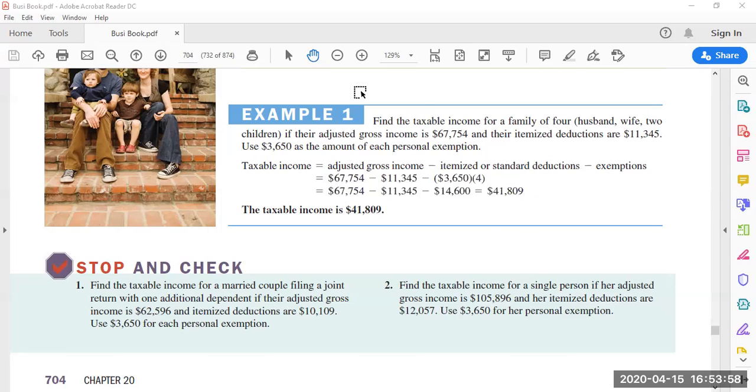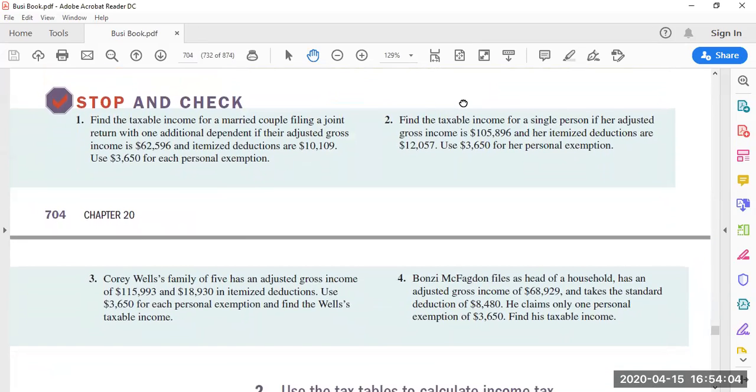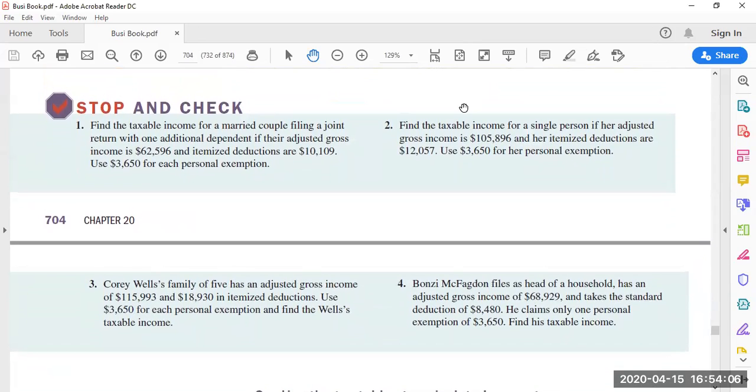So go ahead and look through your stop and check exercises 1, 2, 3, and 4. Please take time to go through this. I know there's a lot of information we discussed. Go through that. Make sure you can figure out how to arrive at the taxable income in each of these 4 examples. Check your answers at the back of the book before moving on.